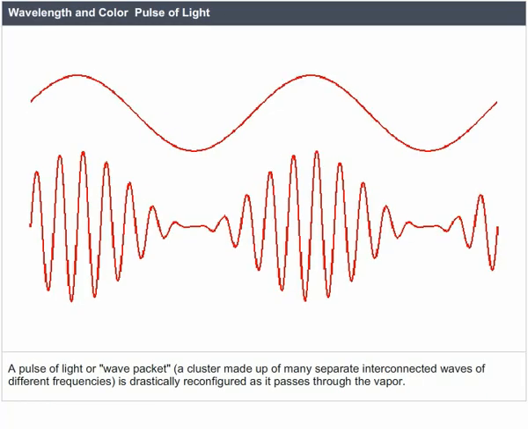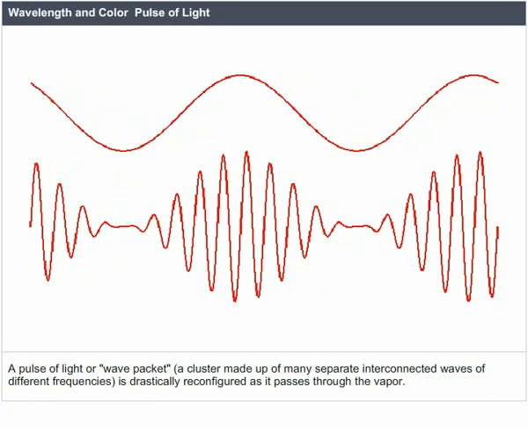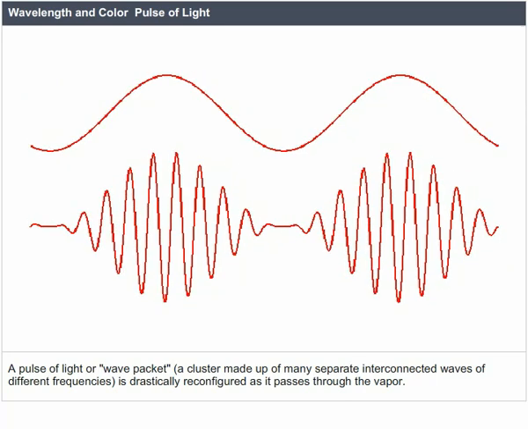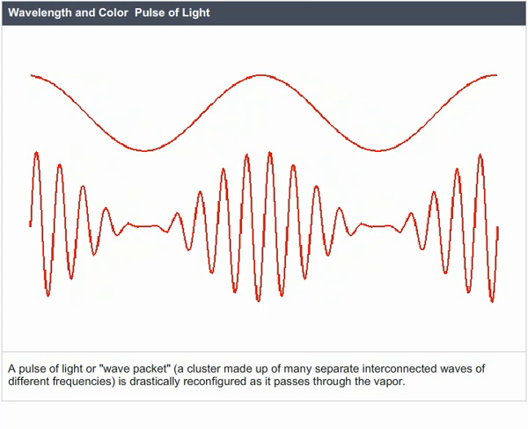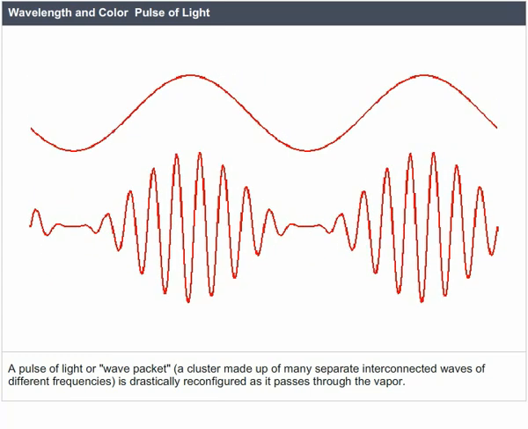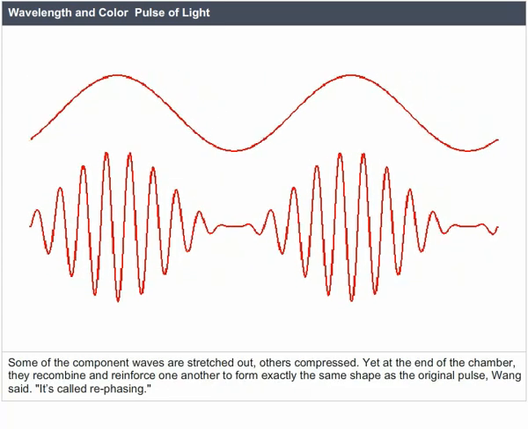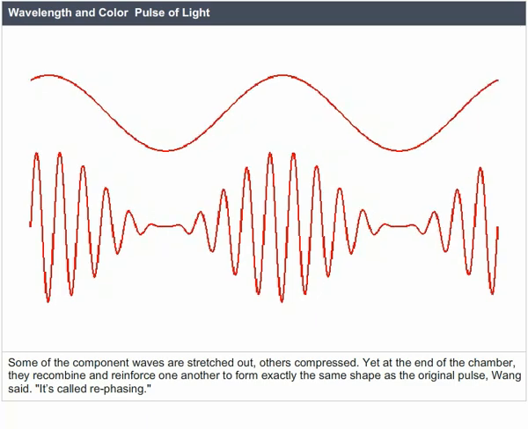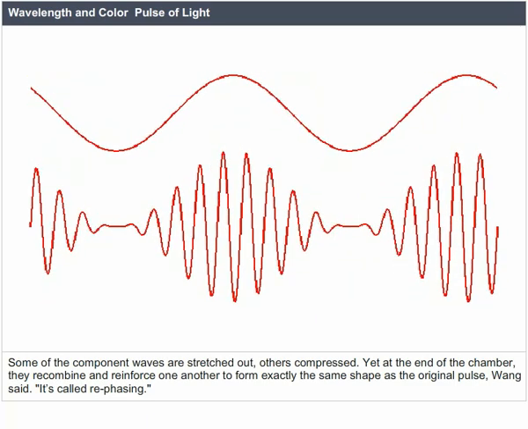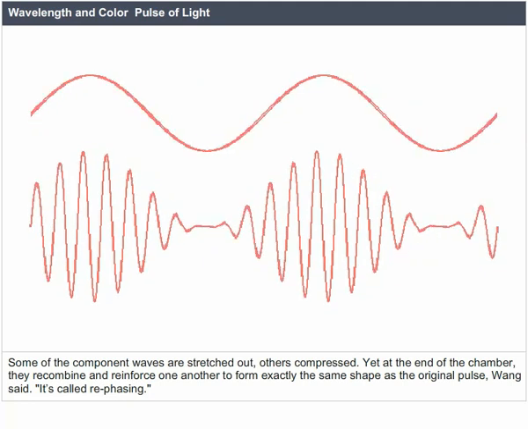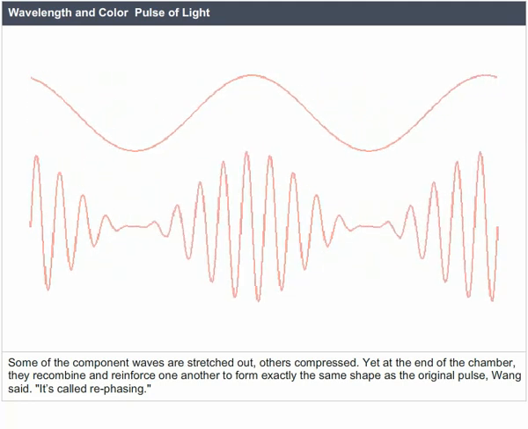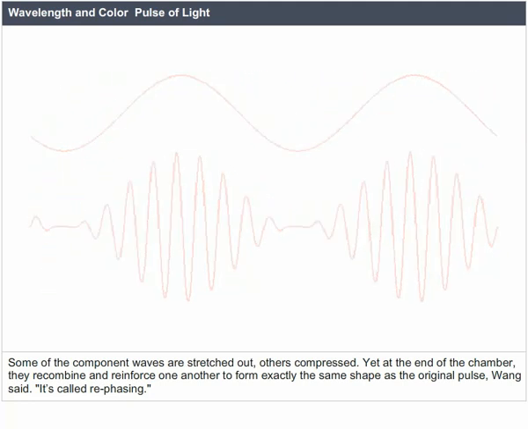A pulse of light, or wave packet, a cluster made up of many separate interconnected waves of different frequencies, is drastically reconfigured as it passes through the vapor. Some of the component waves are stretched out, others compressed. Yet at the end of the chamber, they recombine and reinforce one another to form exactly the same shape as the original pulse. Wang said, "It's called rephasing."